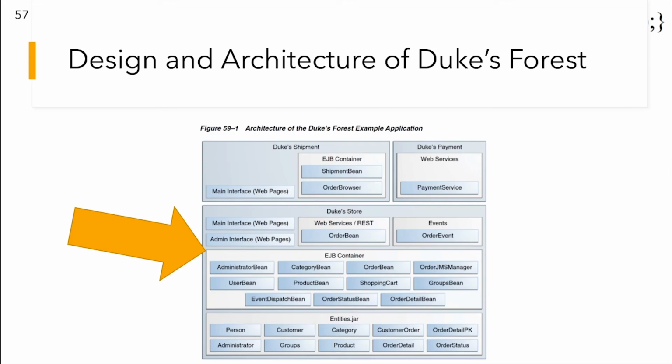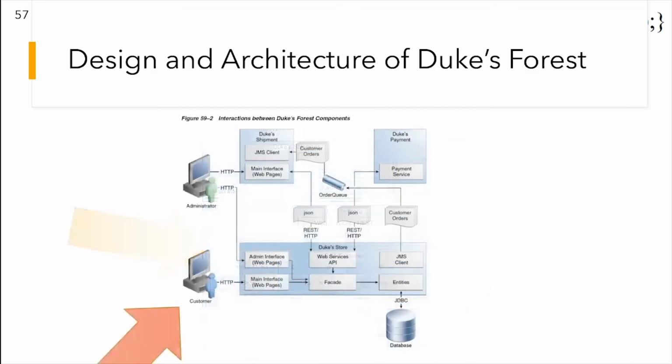Now, I want you to know the Duke's Forest example uses all of the topics that we learned from the previous chapters. So this example is the motherlode of what we learned. As shown in this example, the Duke's Forest example is split into 2 interfaces: the main interface over here and the administrator interface. The main interface is for the customer and the administrator interface is for the administrator.